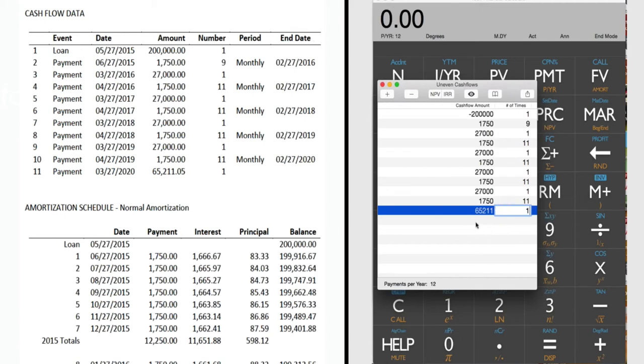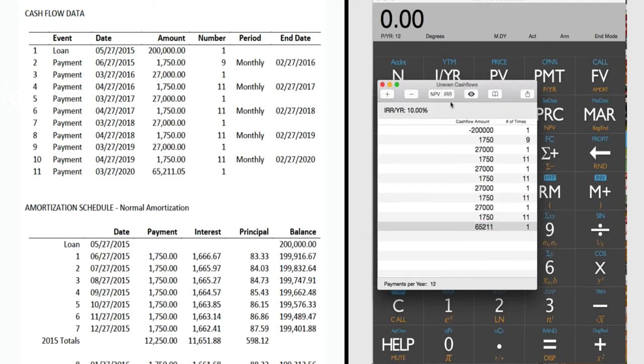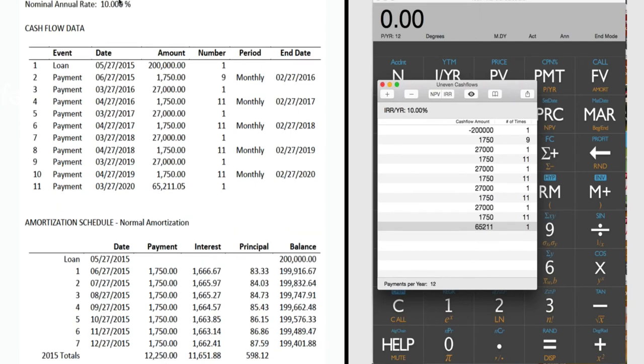So what's the internal rate of return if someone puts out 200,000 and then gets this cash flow stream as we have it here? Then we press the IRR, internal rate of return, and it's 10%. Just like my TVM came up with this, 10%.